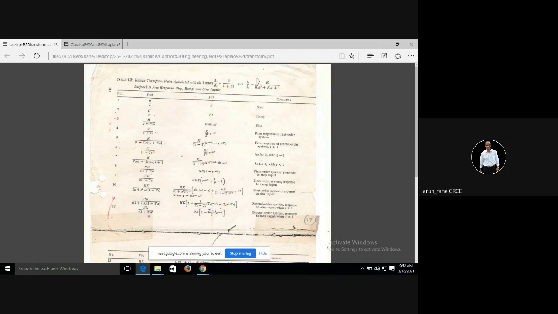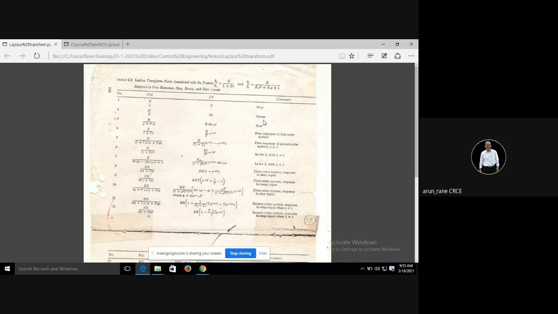This is your second order transfer function, theta o upon theta i, that is output upon input, equal to k upon k1 s square plus k2 s plus 1. This is your Laplace operator s. Now F(s) is your Laplace domain, and f(t) is your time domain. I will show you one or two derivations. If the Laplace function is h by s, then in time domain it is h, and this is your step input. If the Laplace function is h by s square, then in time domain it is ht.